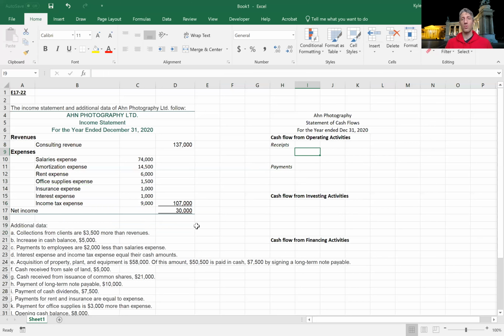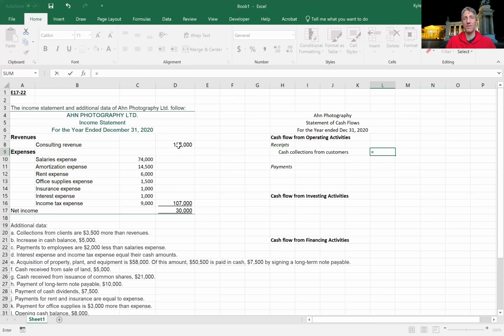Okay, so I'm going to put cash collections from customers. And I'm looking up at my window. It's right above me and it's snowing right now. That's pretty crazy. It's been wild weather this past couple of days. Cash collections from customers, and it was 3,500 more than revenues.